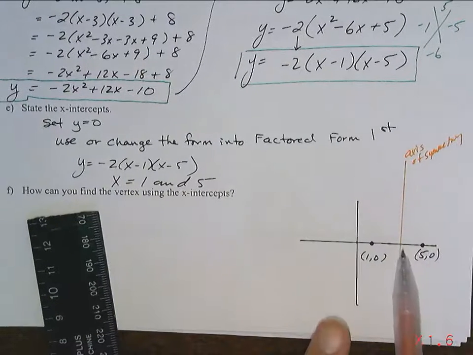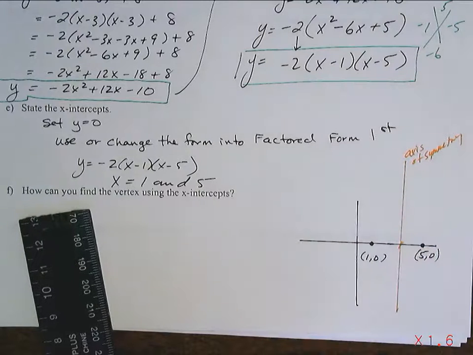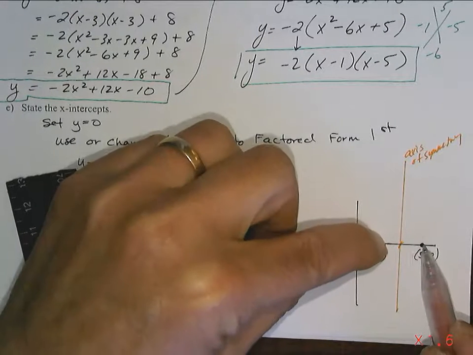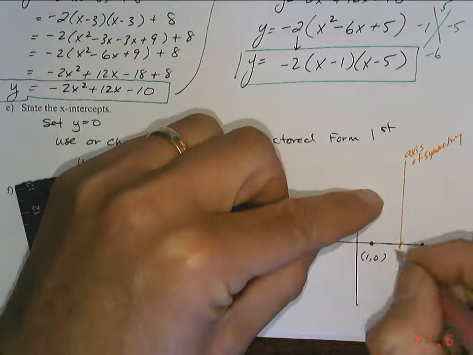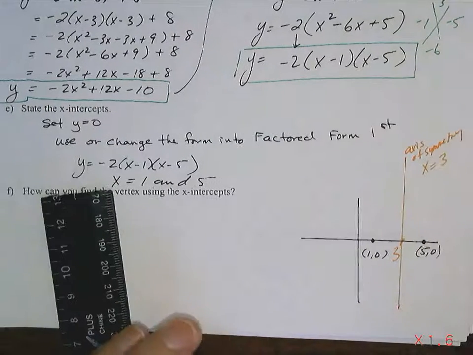So what is the x value right in between 1 and 5? Well, if I start at 1, I start at 5. And if I go over to 2, I go over to 4. I go over to 3, I go over to 3. So it's x equals 3. This equation is given by x equals 3.